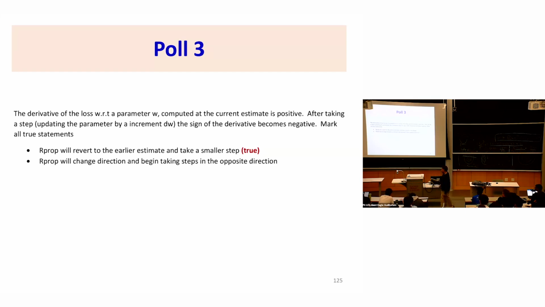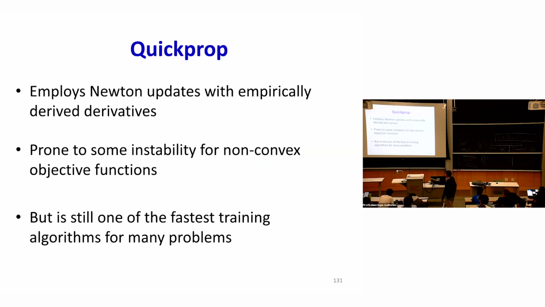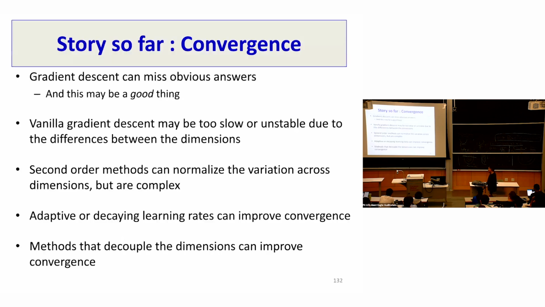So Rprop will revert to the earlier estimate and take a smaller step, or use the other heuristics you can employ. Another variant is Quickprop, which uses Newton updates, except that computing second derivatives is really hard. So it computes an estimate for the second derivative for each component. This was invented by our own Scott Fahlman, and it's still one of the fastest training algorithms for many, many machine learning problems, in particular for neural networks. And I'd recommend that you actually try this. It's all on the slides.